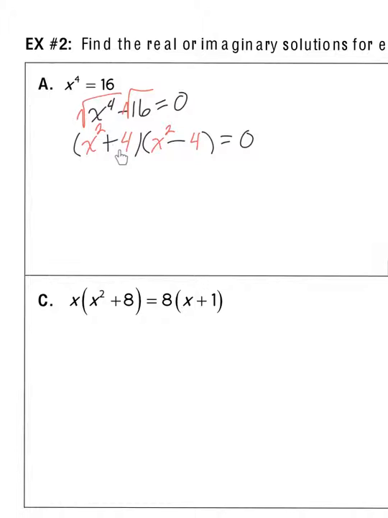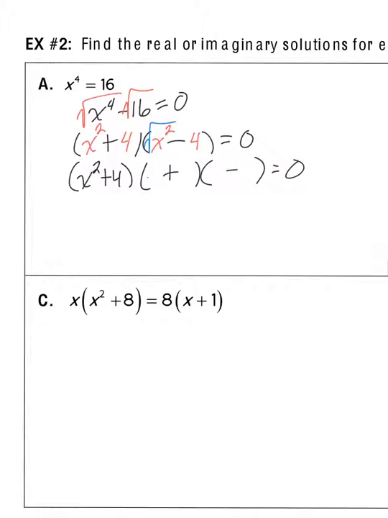I cannot factor the sum of two squares, but this is certainly factorable. So I'm going to bring down the x squared plus 4. I can't do anything with that. But then the x squared minus 4 is the difference of two squares. So this right here is going to factor into that plus minus pattern.